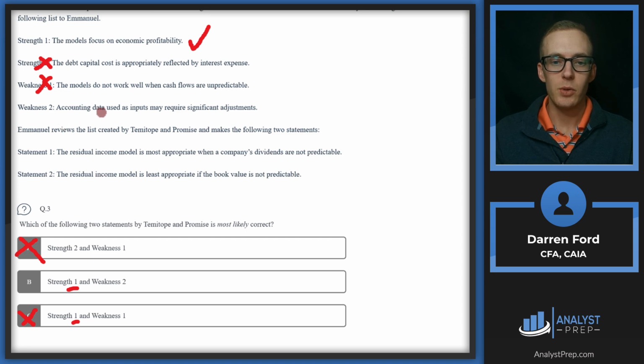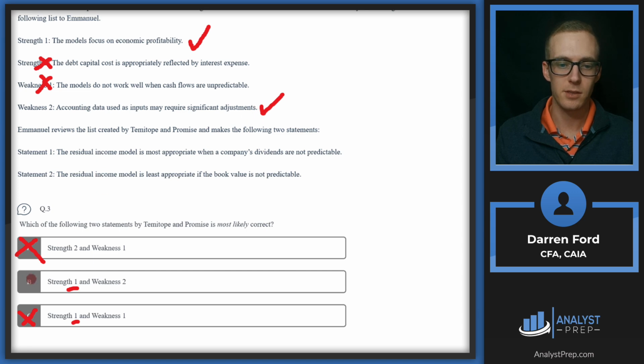Weakness 2, accounting data used as inputs may require significant adjustments. This is correct. The residual income model relies pretty heavily on accounting data, and by its nature we'll a lot of times have to make adjustments to that data in order to make comparisons over time and between different companies, just because of little accounting differences or approaches they may take. So that is a correct statement. So we can confidently choose B. Strength 1 and weakness 2 are both correct.